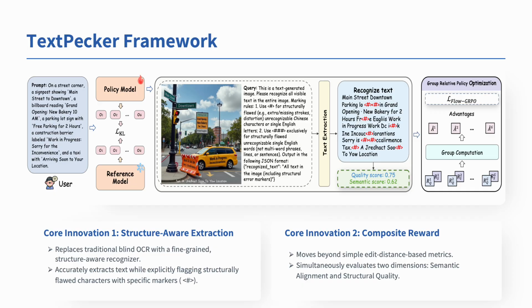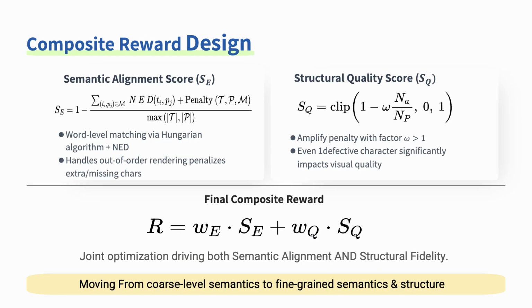Introducing TextPecker. It rests on two core innovations. First, a structure-aware extractor that replaces blind OCR by explicitly flagging flawed characters with a marker. Second, the composite reward. It is split into two axes. The semantic alignment score uses Hungarian matching and normalized edit distance to handle out-of-order rendering. More importantly, the structural quality score introduces an amplification factor, because in graphic design, even one defective character ruins the visual quality. Together, they shift the optimization from coarse semantics to fine-grained structural fidelity.